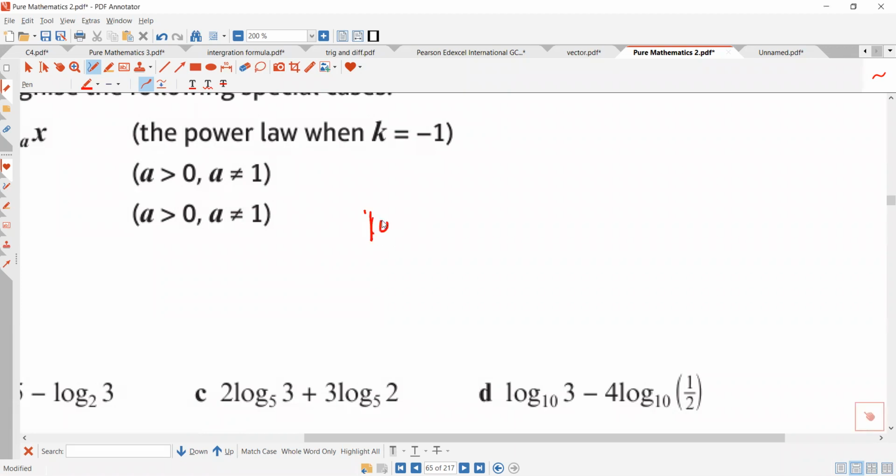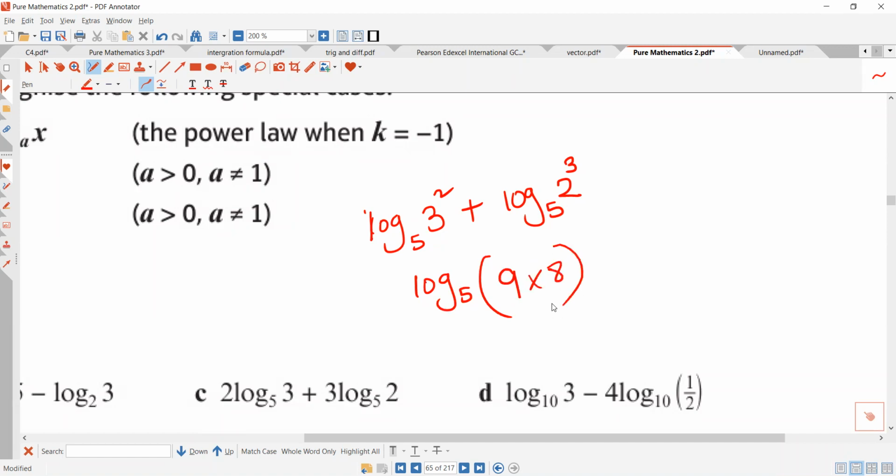Can I write for C log to the base 5 of 3 squared, plus log to the base 5 of 2 cubed? Power rule. Can I do this? Now since they are adding, can I write log to the base 5, open bracket, 3 squared is 9 and 2 cubed is 8, right? 9 times 8 is 72. So log to the base 5 of 72 is your answer. Everyone, got it? Okay, so let me go to the next one.